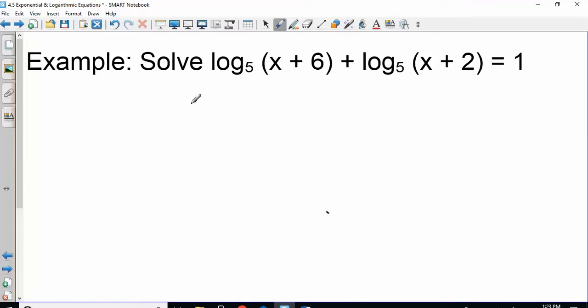Okay. So this one's different. How? Yeah, I have both logs on the same side.